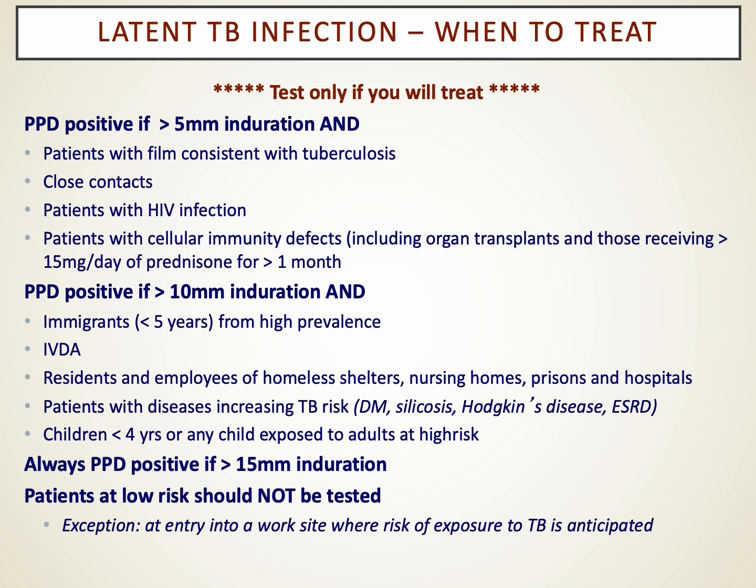Or if their PPD is 10 millimeter in duration and they have a moderate risk like their immigration status or the history of IV drug abuse, or they've been residing or employees of a setting where there could be higher rates of TB, or if anybody has a PPD greater than 15 millimeters in duration. Those are the folks for whom we're going to look at treating them, and the protocols we're going to look at in just a minute.